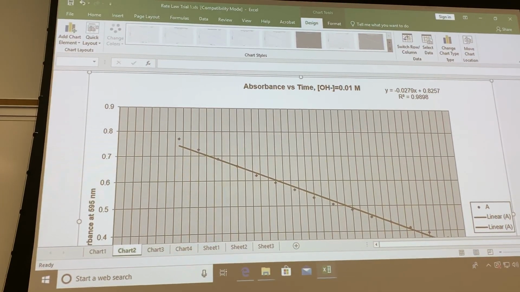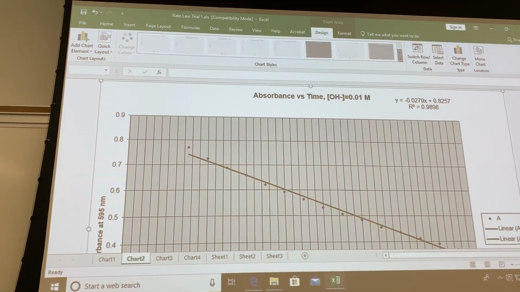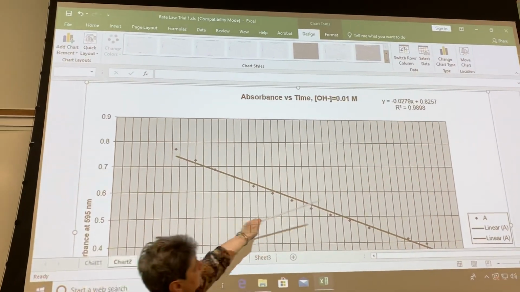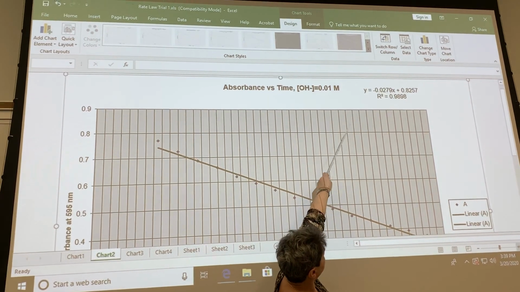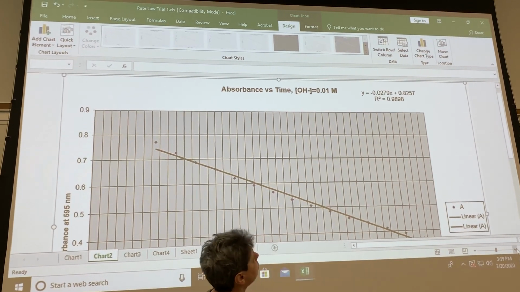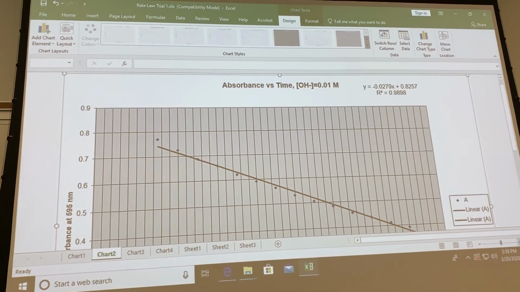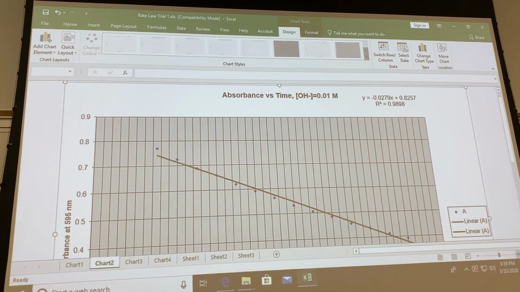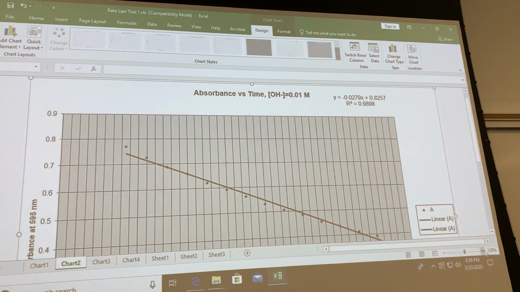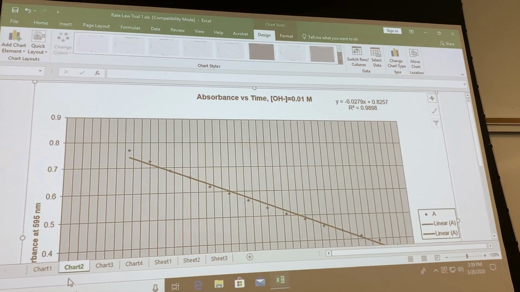So this is absorbance versus time for this particular trial. As you can see right up here, I have the equation of the line and I have our R squared value. The R squared value for this particular graph happens to be 0.989. Let's take a look and see what other graphs give us.